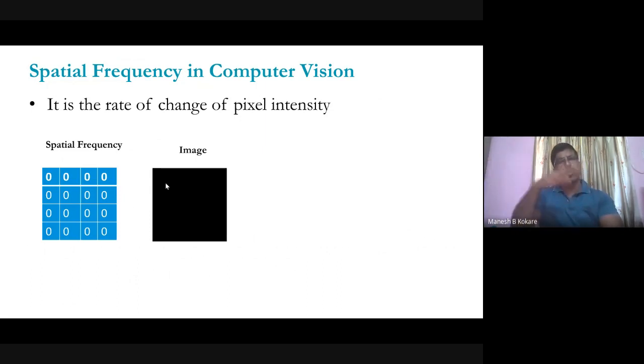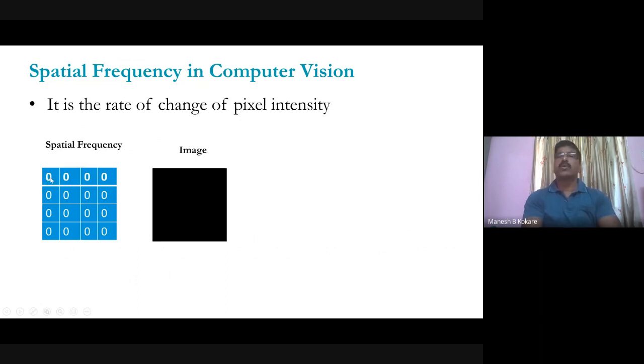And between 0 to 250 pi there are various gray shades and so on. So when you display this image on a computer screen, it will look like a black image. Now see, what is the spatial frequency of this image? The rate of change of pixel intensity is nothing but the difference between two consecutive pixels.